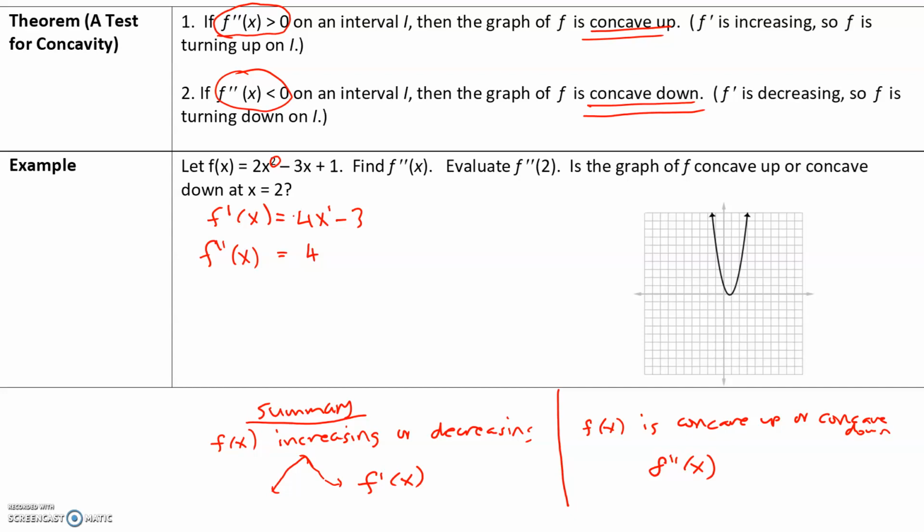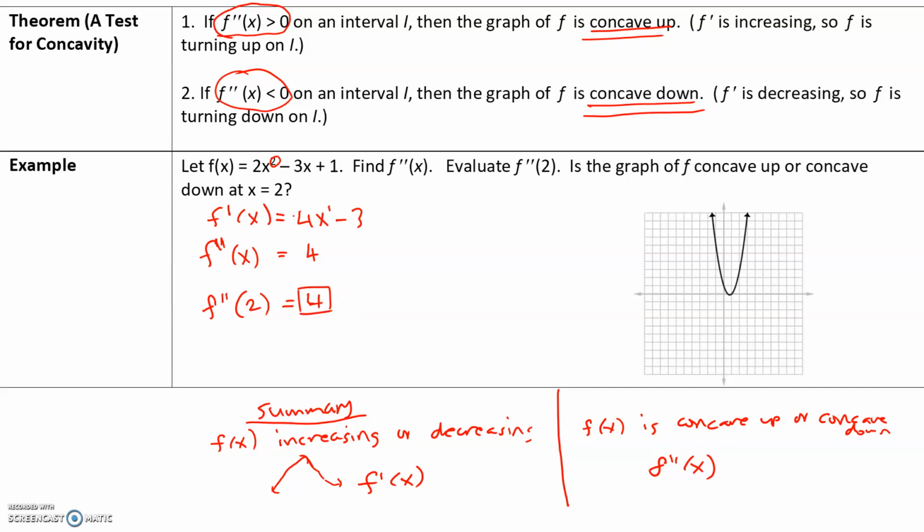It's a constant. Then we want to evaluate this second derivative at x equals 2. When you have a constant function, no matter what the input is, your output is always going to be 4. So the second derivative is going to be 4.